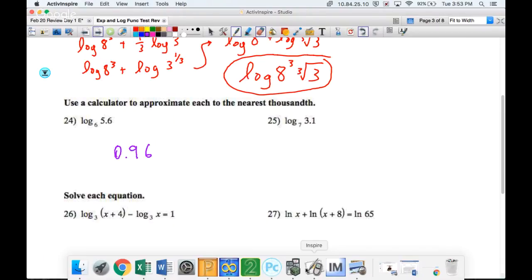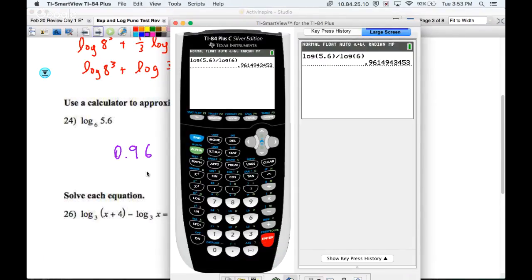Nearest thousandth. So that's hundredths. One more decimal place, and 6, 1.